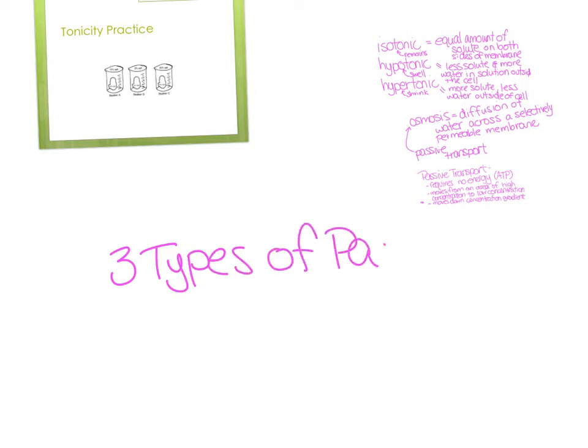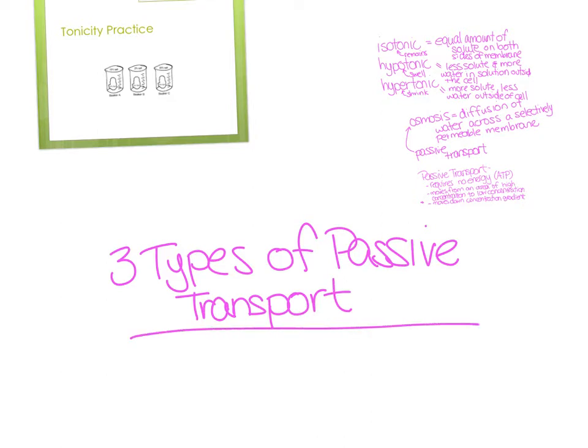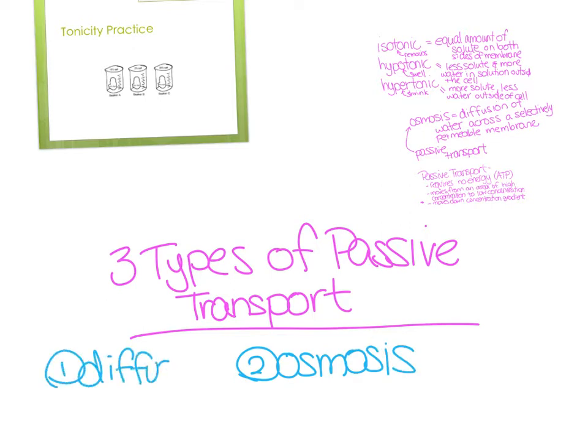How many types are there? Three types of passive transport. What are they? Osmosis is totally one of them. And we have osmosis, we have diffusion, and facilitated diffusion.